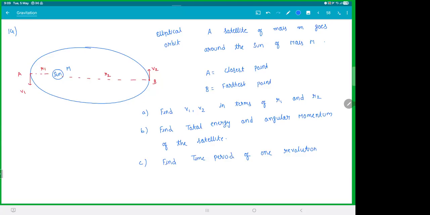You have to find V1 and V2 separately. I don't want a relation between them. You have to get the value of V1 and the value of V2 separately. If you get both of them, energy and angular momentum also you'll get. Question 1 and 2 are connected. Everyone should try. I'll give you 3 minutes. Then for the time period we'll talk about how to handle that. But anyone who is not clear with the question, please ask me.